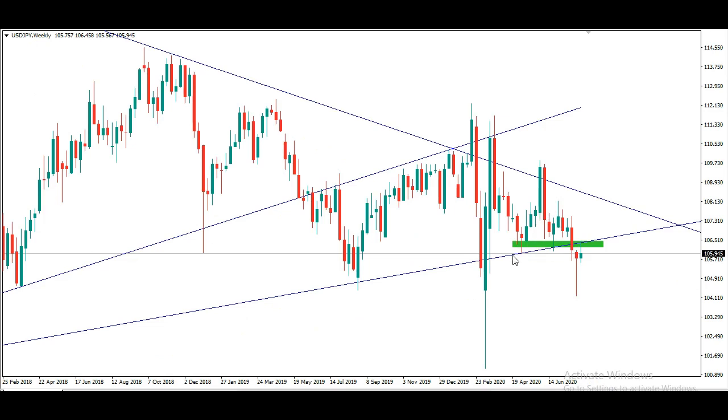What I can actually see on this pair is that I had support at this point, support at this point, a break of that support, and now we have previous support being tested as resistance, and with this I will expect to see a further drop in the price. So from the monthly time frame, we have a broken monthly structure, of which I'm expecting to see continuation lower.